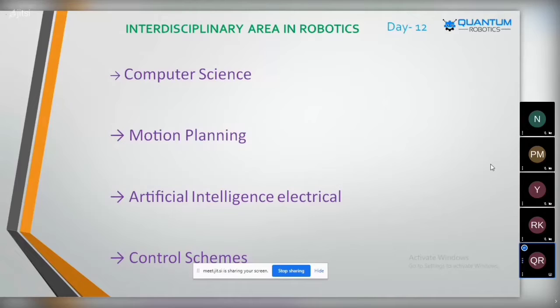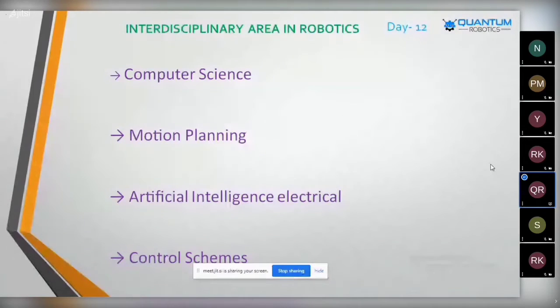Interdisciplinary areas in robotics. This was the concept of today's session. When we look at the interdisciplinary areas in robotics, we find that robotics is a multidisciplinary branch, and it is a convergence of three branches: computer science, mechanical, and electrical. From this we can understand the main concepts in robotics and how we are going to use these concepts in making a robot.